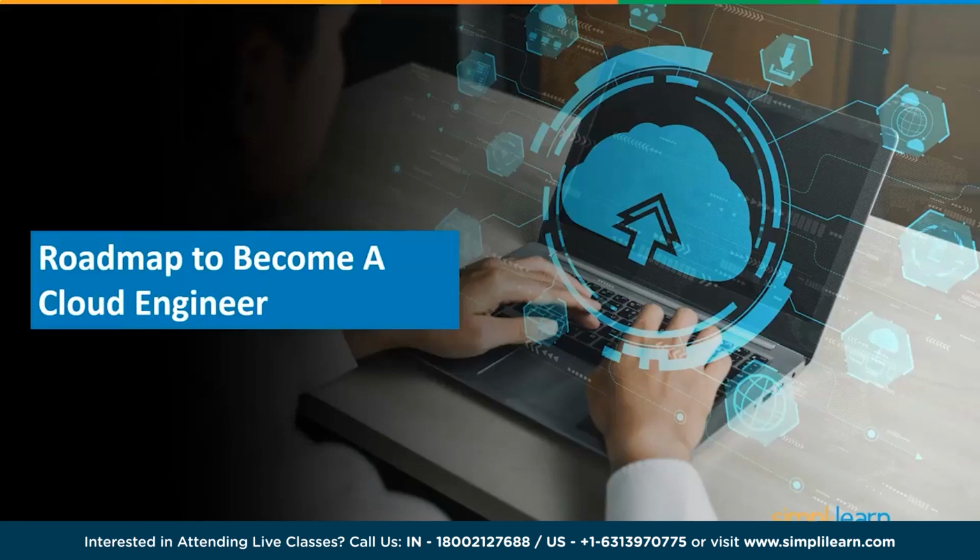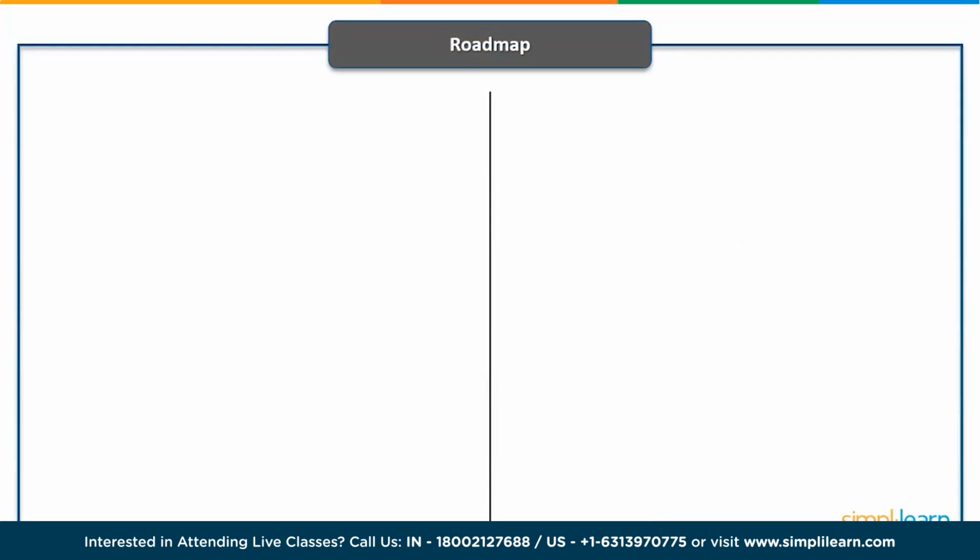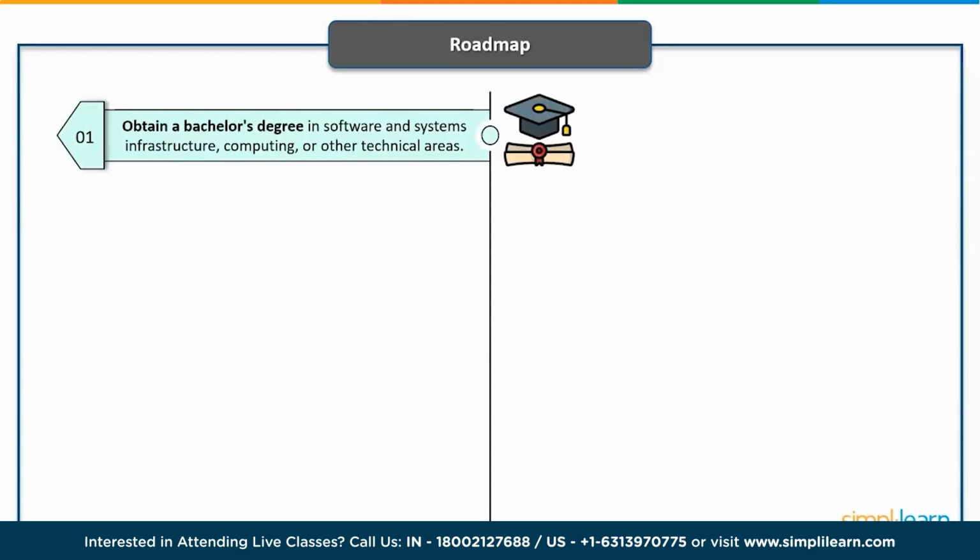Now let's focus on the roadmap to become a cloud engineer. Cloud engineers generally begin their careers with a 4-year degree in computer technology, and the steps below define the fundamental path to becoming a cloud engineer. Obtain a bachelor's degree in software and systems infrastructure computing or other technical areas. Your bachelor's degree program should emphasize software and system infrastructure computing and other technical courses. A bachelor's degree in a computer or technology related field will also qualify you for advanced degrees if you choose to pursue them.